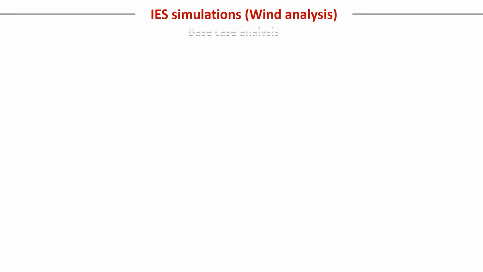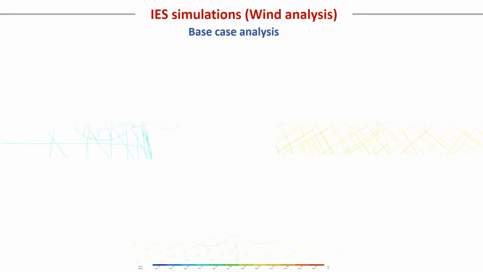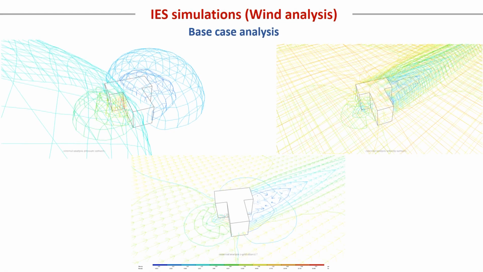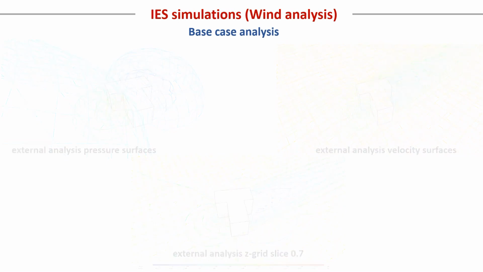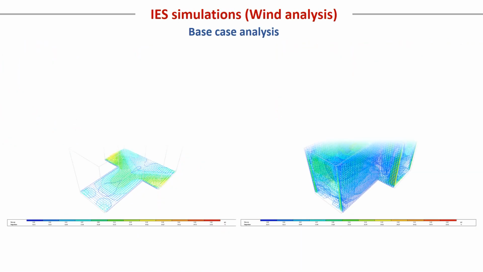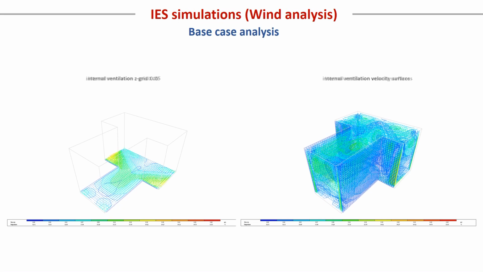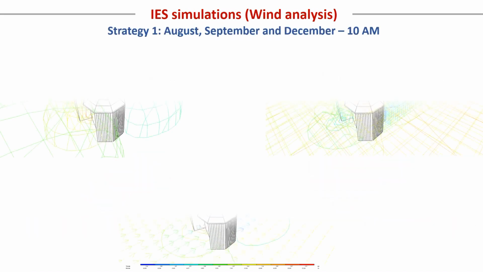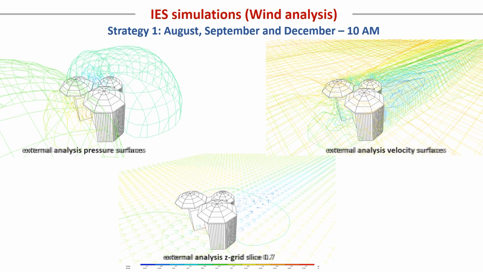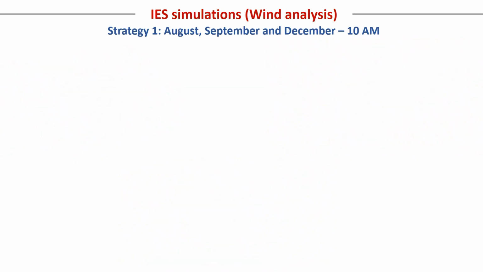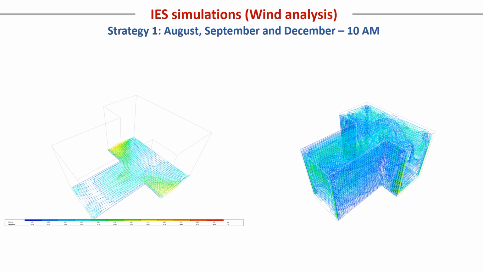For the wind analysis, we have the simulations for the four strategies to see the external velocity and pressure, and also to know the internal ventilation velocity surfaces. Most of the results show the good effects of the pavilion and louvers in decreasing the wind speed, which was more than 10 meters per second in the base case.